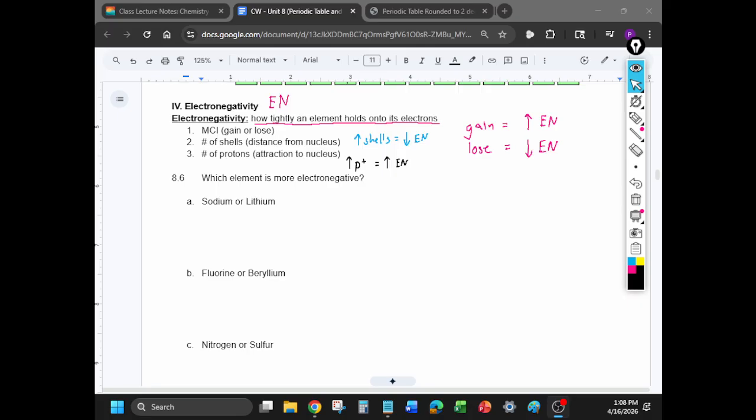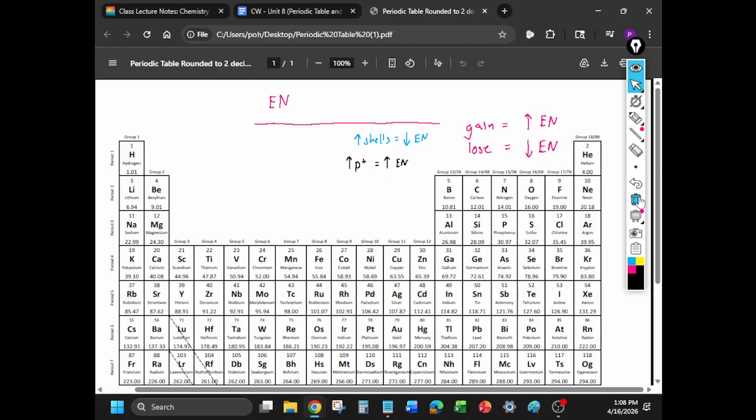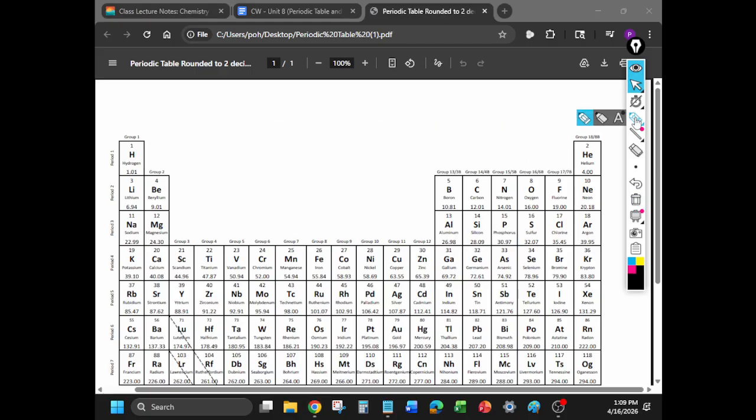All right, so we'll do one example together, and I'll have you guys try two on your own, and then I'm going to show you guys an easier pattern to use, and then we'll do one last one when we're almost done. Let's start with this comparison right here. We're going to compare sodium and lithium. So I want you guys to go to your periodic table. We're going to look at which one is more electronegative.